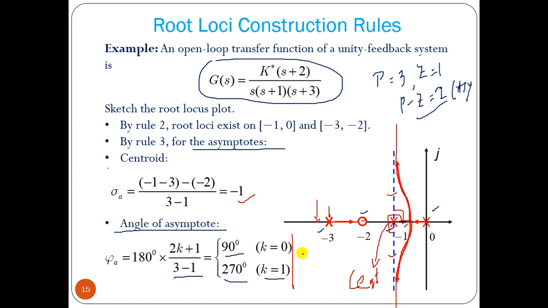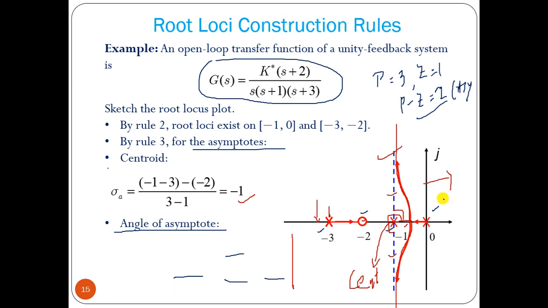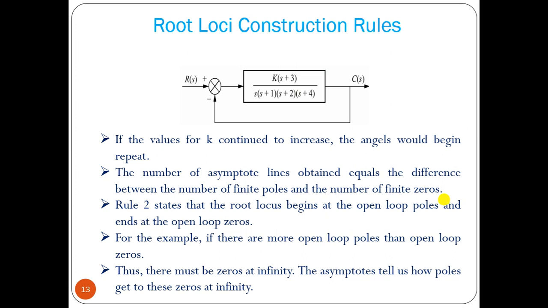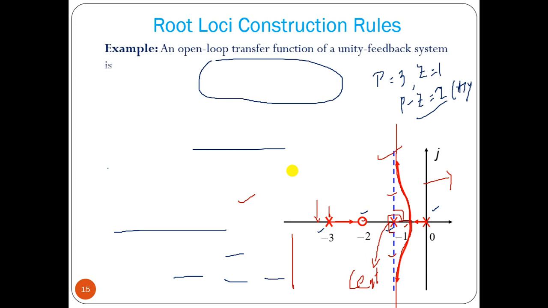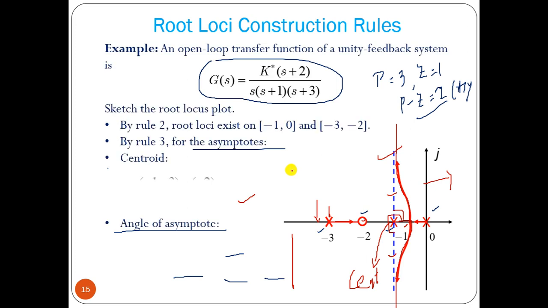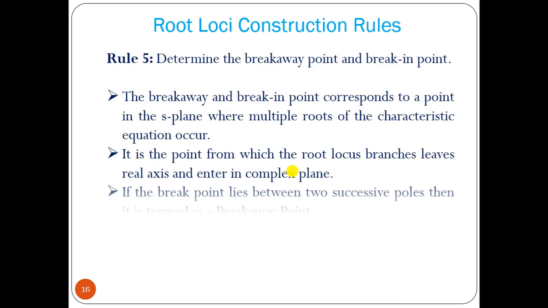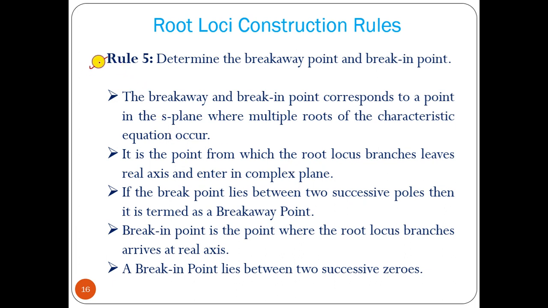Okay, now this system becomes absolutely stable because this root locus path does not enter into the right half plane. But in the previous example, what we can see is that the root locus path enters into the right half plane. So for a certain value of k, the system becomes unstable. Okay, so these are the points that you have to take care of from the root locus plot. Now let us find out the fifth rule. Okay, what is the point?